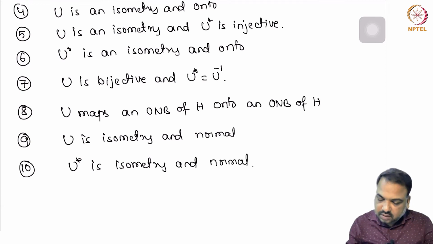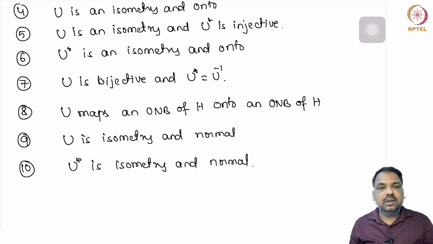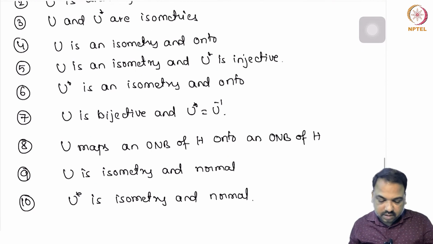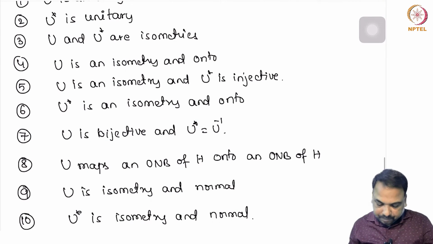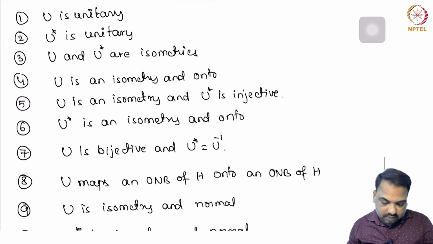So these are the equivalent conditions for an operator to be unitary. And most of the things can be proved by the earlier characterization of isometries. For example, the equivalence of 1 and 2 and equivalence of 2 and 3 directly follow from the definition, and 3 and 4 also directly follow from the definition. And for example, 9 and 10 are equivalent.